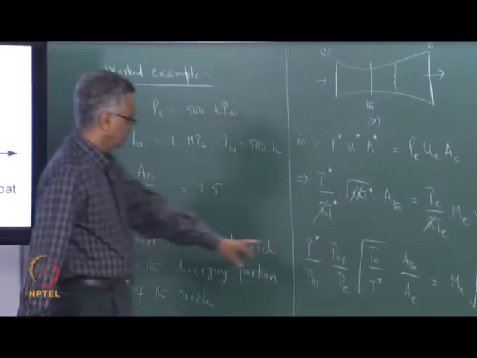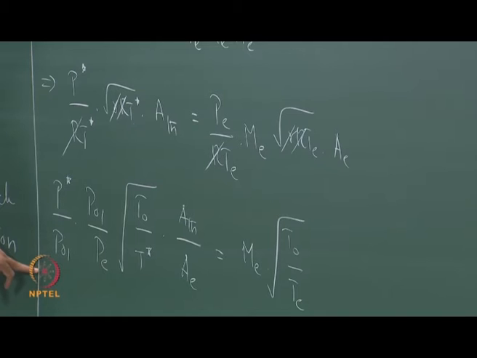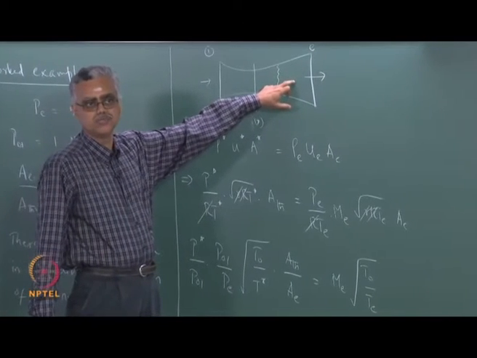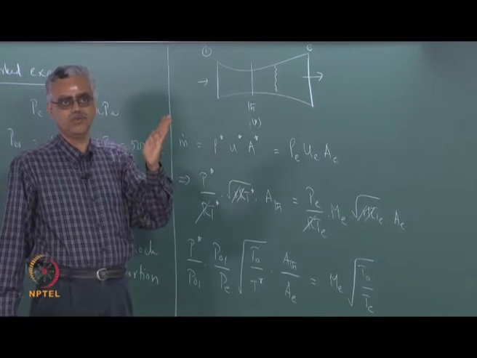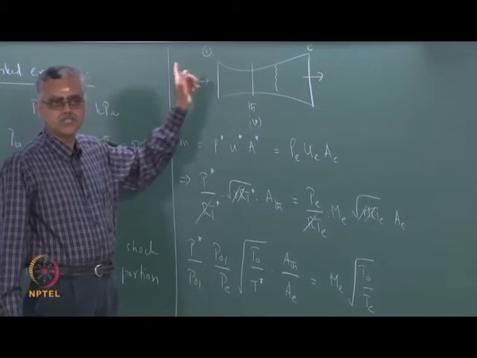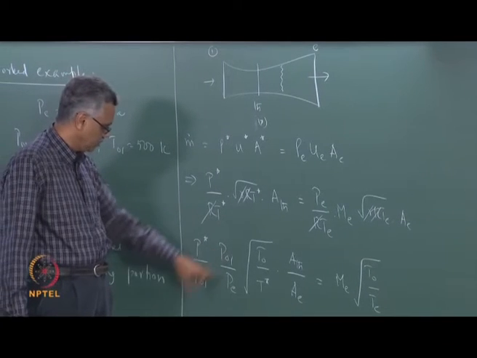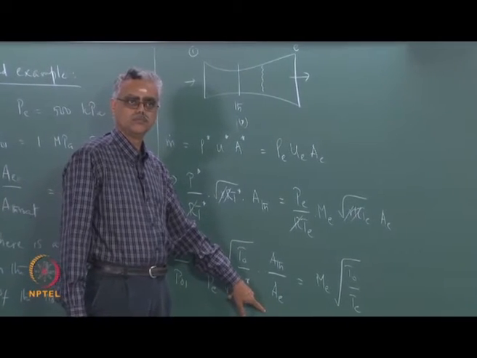T naught over T star is known, that is nothing but gamma plus 1 over 2. P star over P01 is also known, that is an isentropic flow. I can get this value from the table. Notice that P01 over PE is also known. This is P01, not P02. I do not know the stagnation pressure downstream of the shock wave because I do not know where the shock wave is. Until I know the Mach number upstream of the shock wave, I will not know the stagnation pressure downstream of the shock wave, but this is stagnation pressure upstream of the shock wave. This is P01, I have multiplied and divided by P01. So this is known, this is known, this is known, and this is also known.